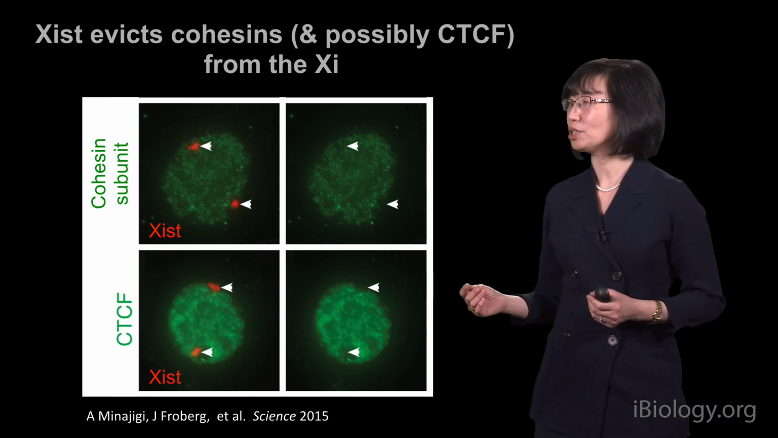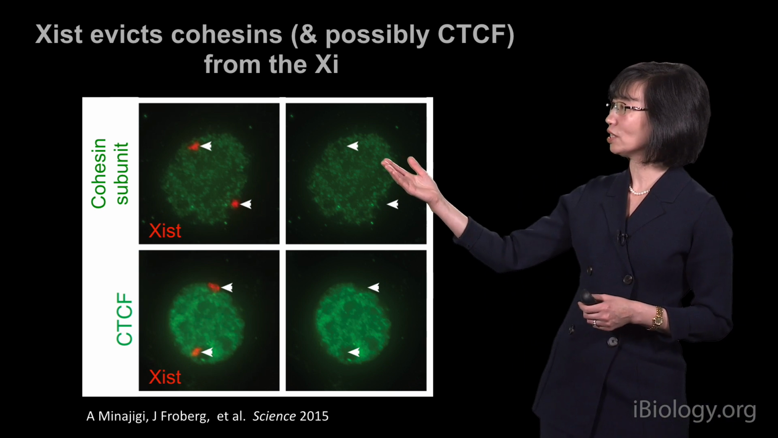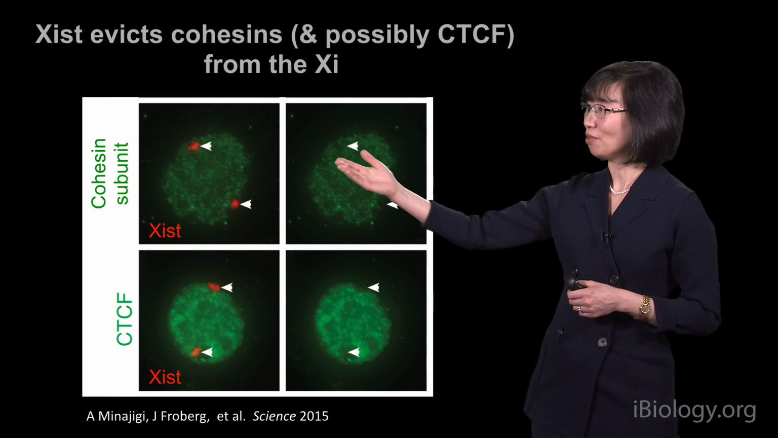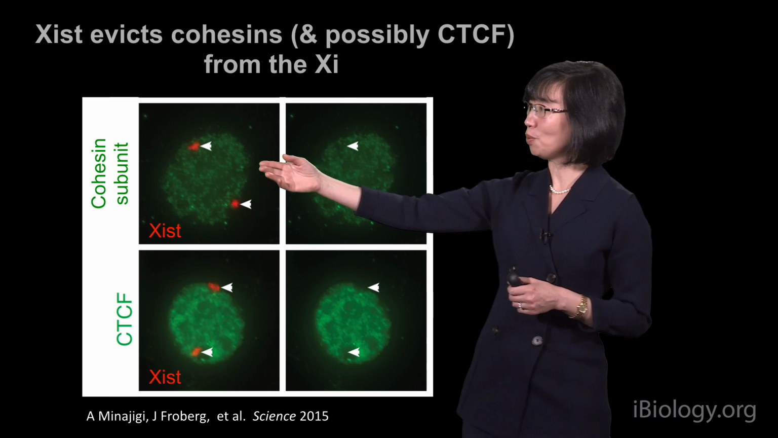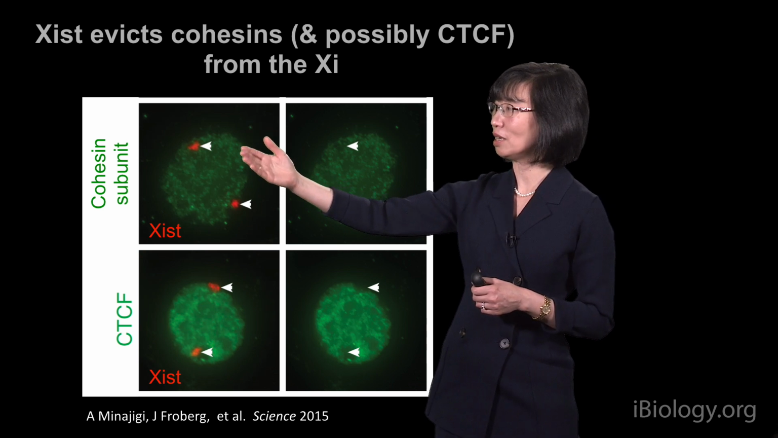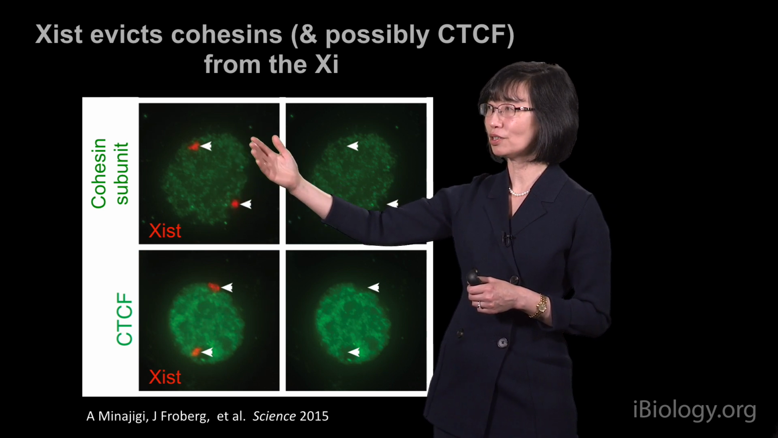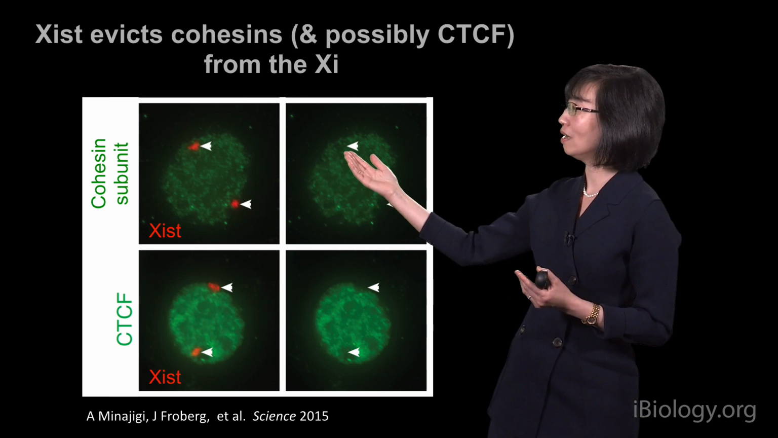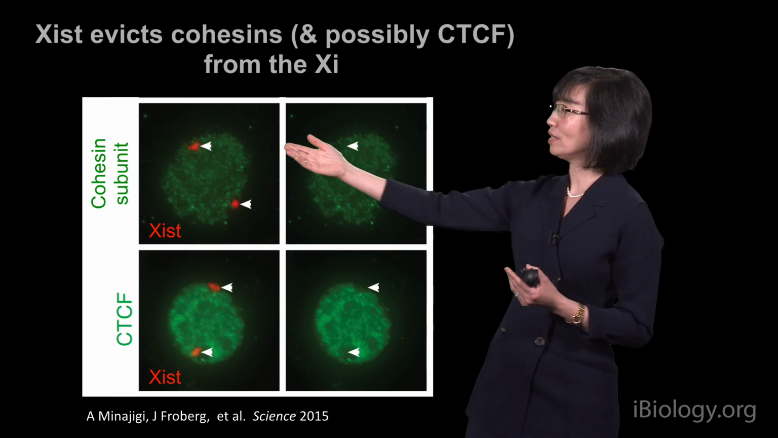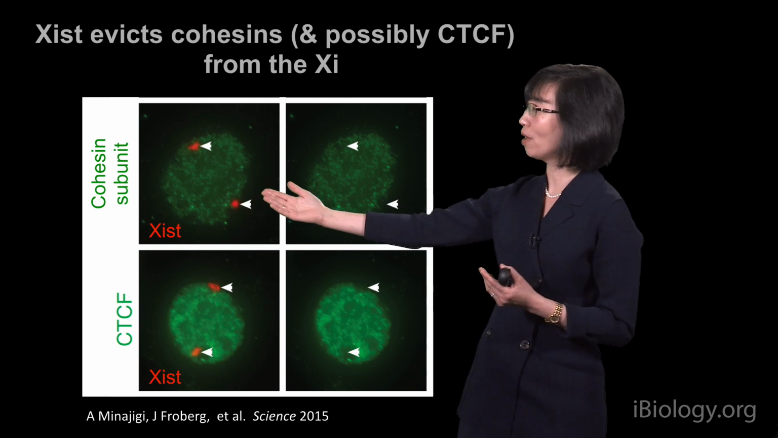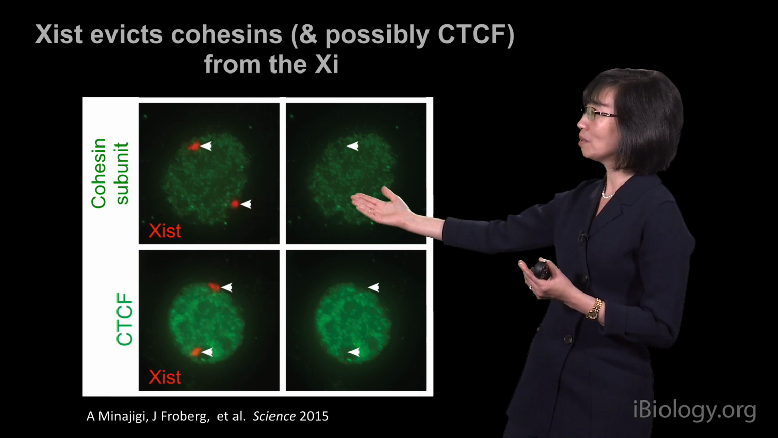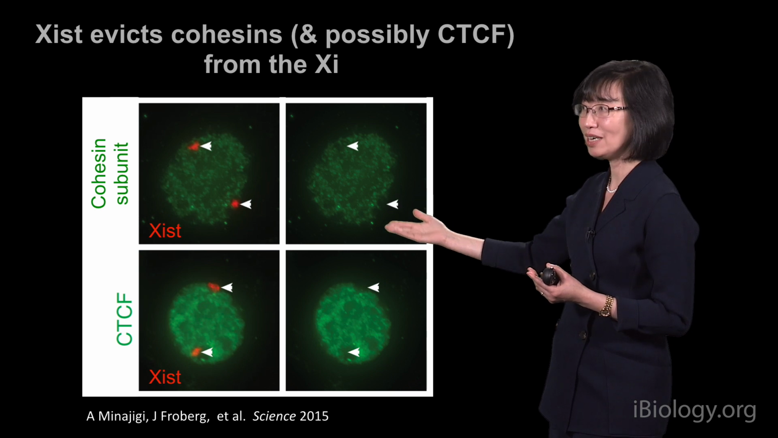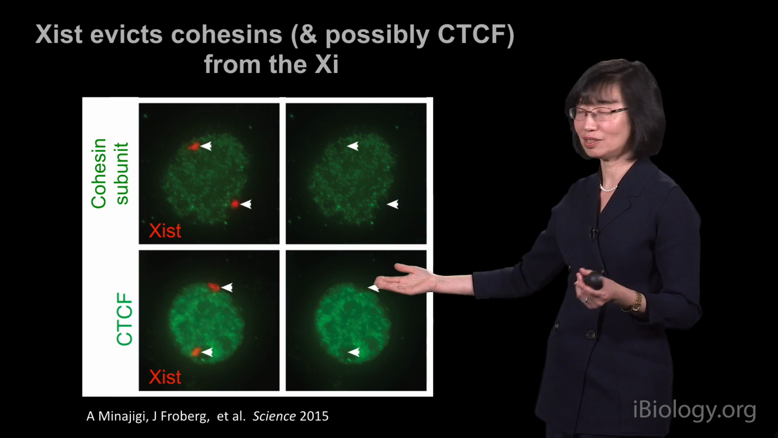Well, it's probably doing a number of different things, one of which is that it is also evicting cohesins from that chromosome. So this is one of the subunits of cohesin. It's an immunofluorescence that shows that cohesins are normally widely distributed throughout the nucleus. But again, where there is Xist, shown here in red, you see a depletion of cohesins next to this arrow. And the same is true of CTCF.